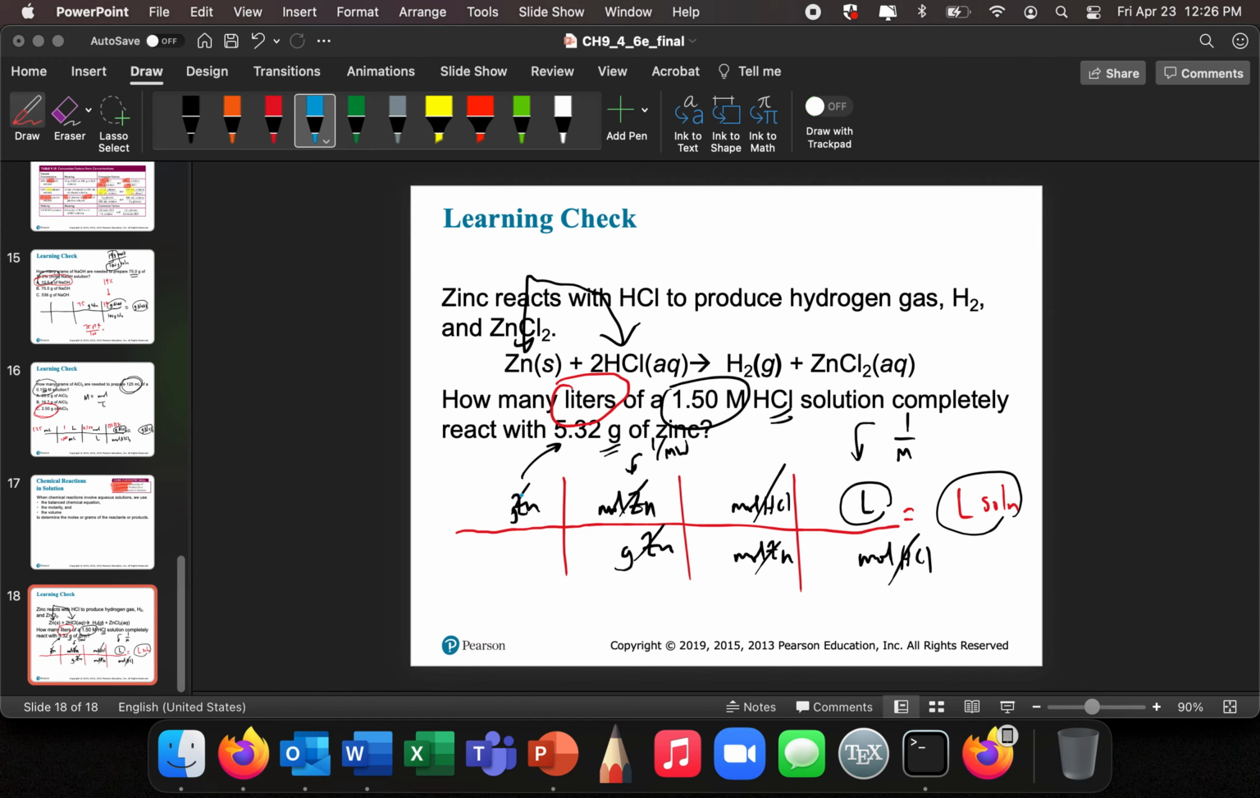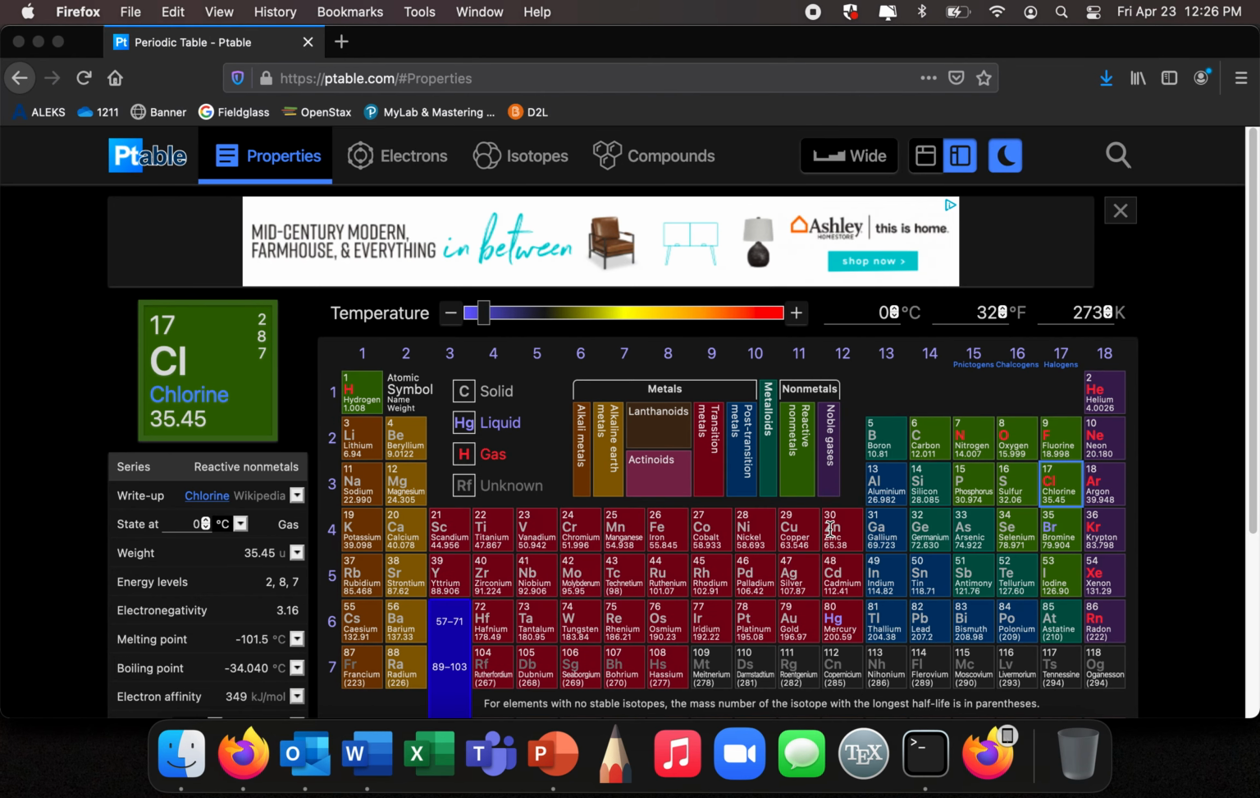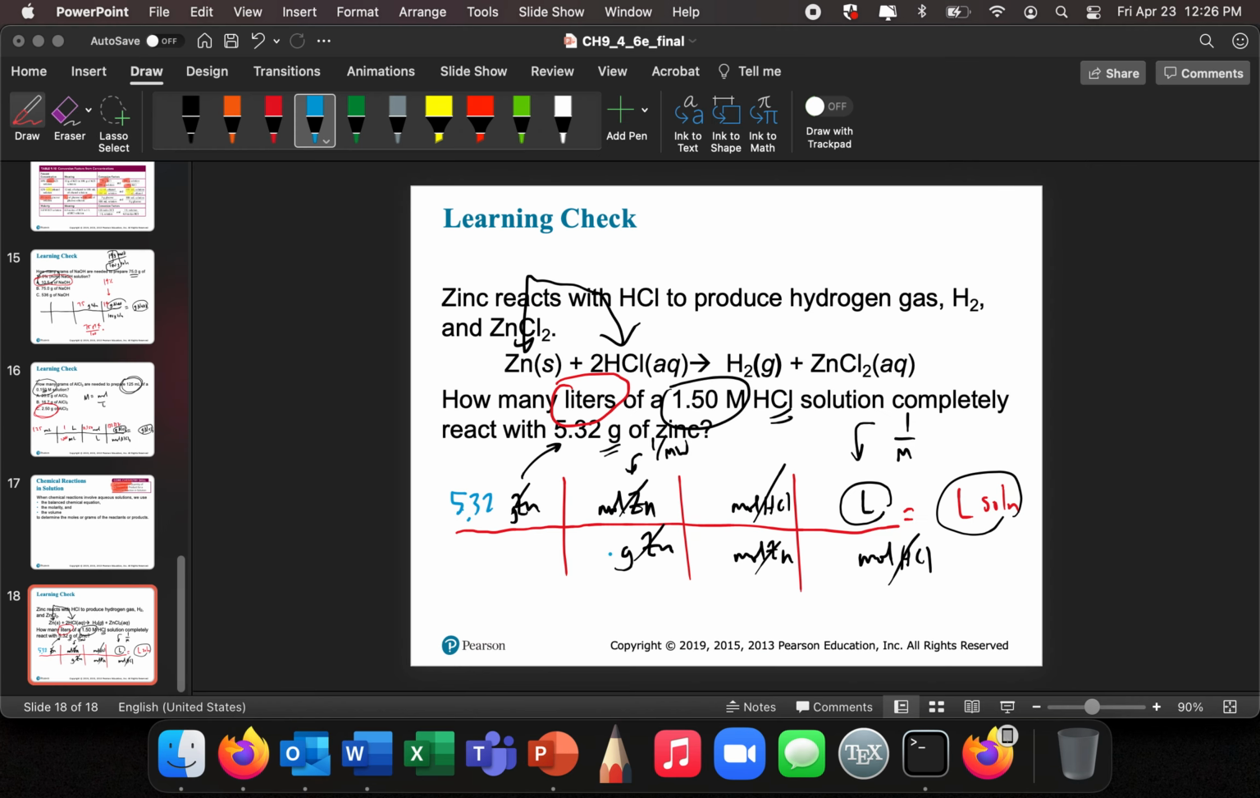All right, so let's put the numbers in. I've got 5.32 grams of zinc. The molar mass of zinc is, let's go back over here, zinc is 65.38 grams per mole, right? 65.38 grams per mole. It's 2 moles of HCl for every 1 mole of zinc, and I get that from here. And the concentration's 1.5 moles per 1 liter.